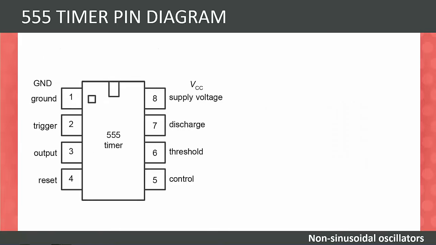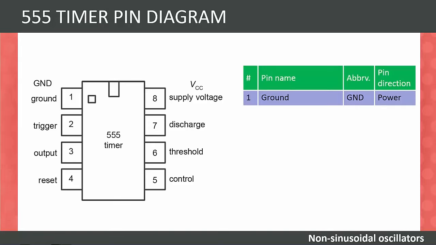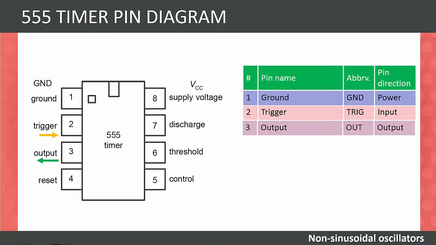Before exploring the different modes, explain to your learners what each of the pins does and how each one is connected. Pin 1 is 0 volts, so connected to ground. Pin 2 is the trigger. It gets connected low to start timing. Pin 3 is the output, so it gets connected to the device you're trying to control or time with a timer, for example, an LED or speaker.